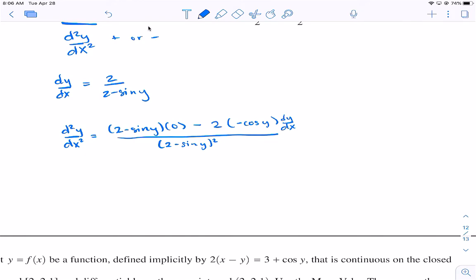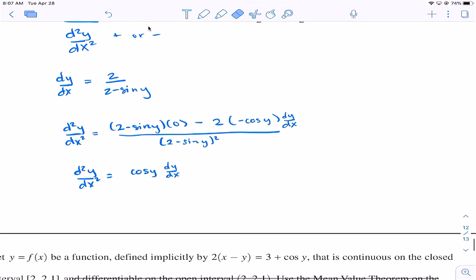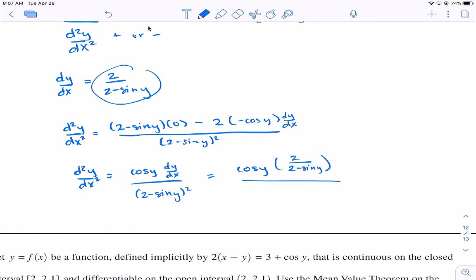So now when I simplify, that's 0, so I'd have a positive cosine of y, but then I'm timesing by dy dx. I'm going to go ahead and plug in actually what dy dx is. I'll do that on the next line. So I have to take what dy dx is, which was this, and plug it in to there. So this is equal to cosine of y times 2 over 2 minus sine y, all over 2 minus sine y quantity squared.